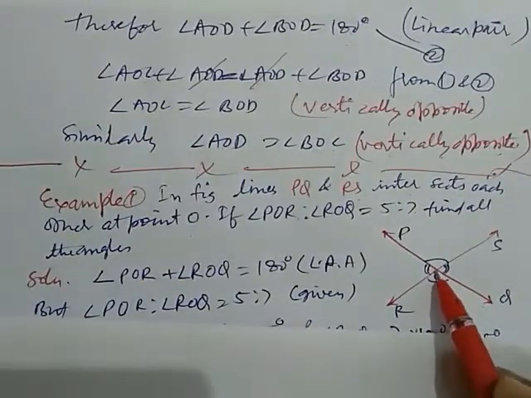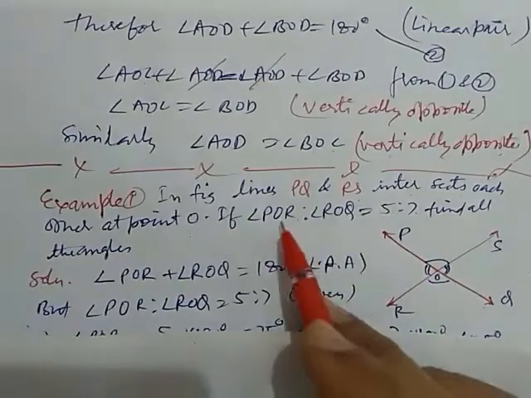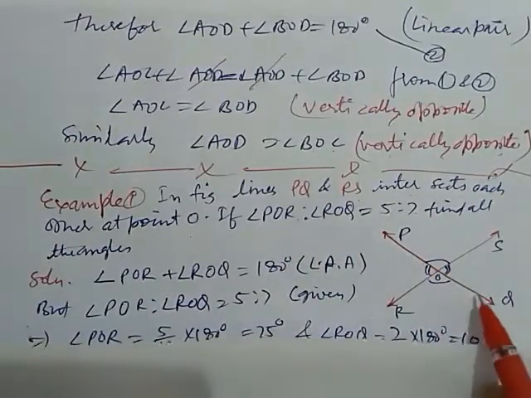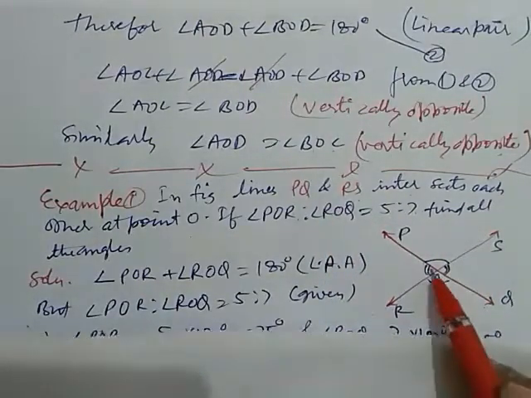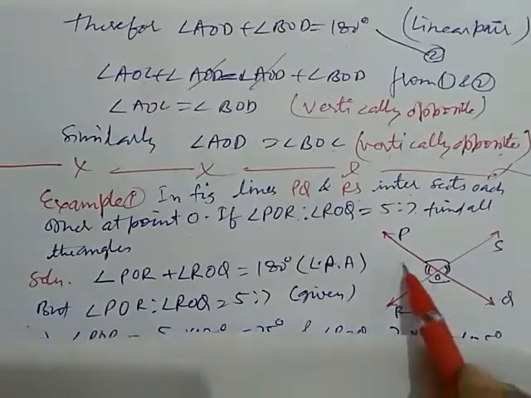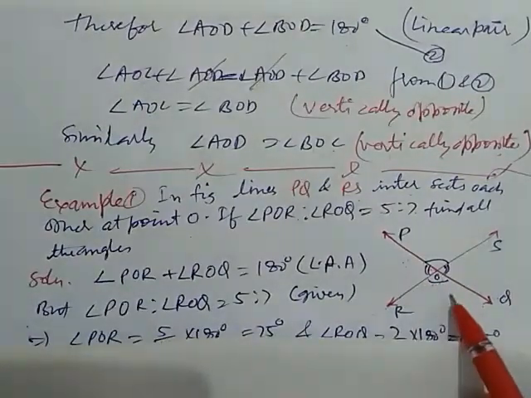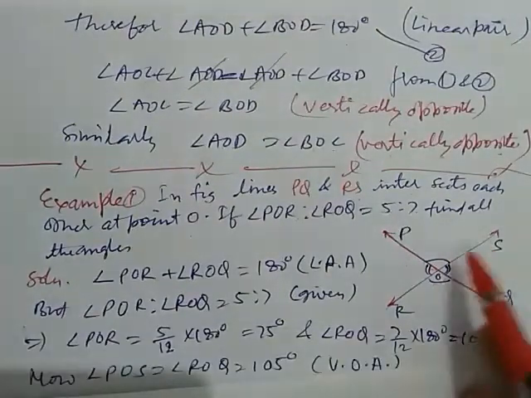Okay, and the angles formed: this is POR and the other angle is ROQ. These two angles have the ratio 5:7. So we have to find all angles.